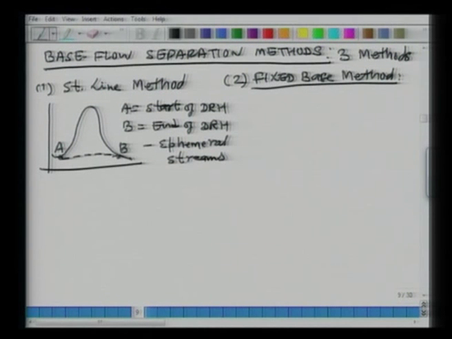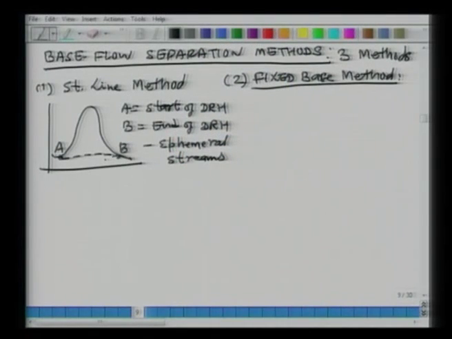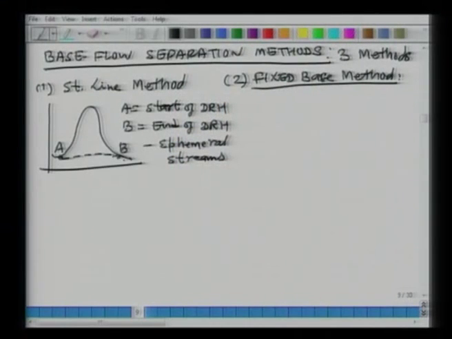The problem with the first method, that is the straight line method, is that we don't know when the DRH will end. This is just based on some experience or judgment. We will try to locate the point B on your hydrograph, and depending upon the person, there is some subjectivity involved. Some people will take B here, some people may take it slightly around in a different position. So what the fixed base method does is it gives you an equation to locate that endpoint B.